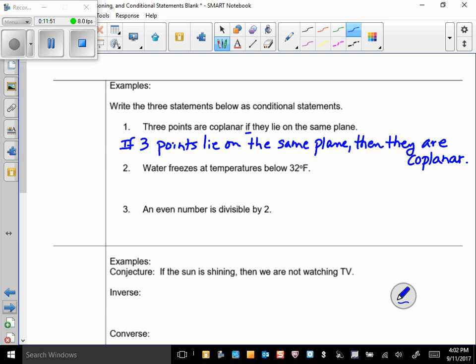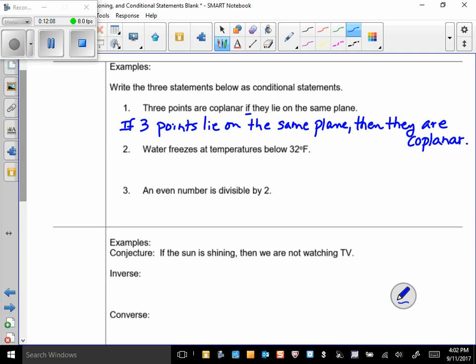Could I have written it the other way? If 3 points are coplanar, then they lie on the same plane? Yes, that would have been true, but that's not always the case. Remember, the converse will not always be logically equivalent to the conditional, so you have to be very careful. If they give you the if, then that means this is your hypothesis, and you have to write your conditional statement that way.